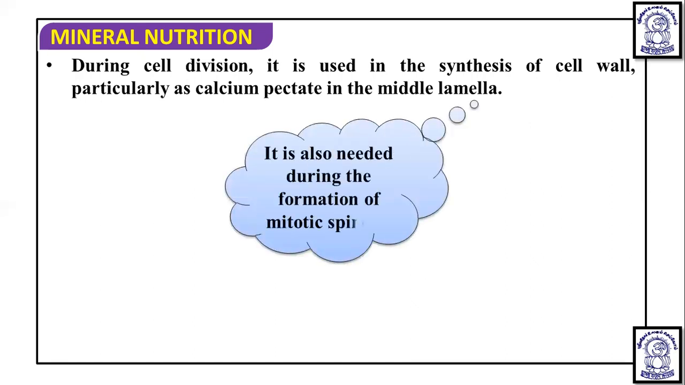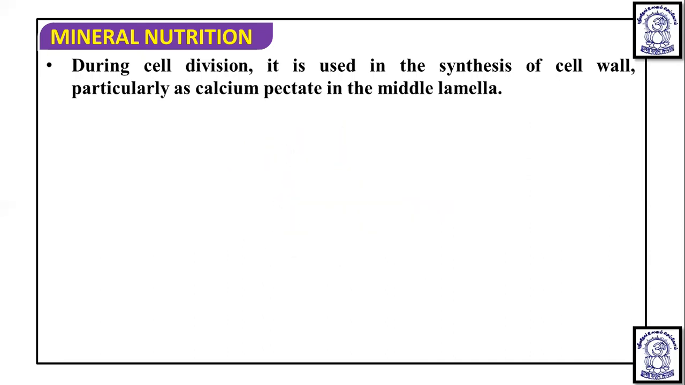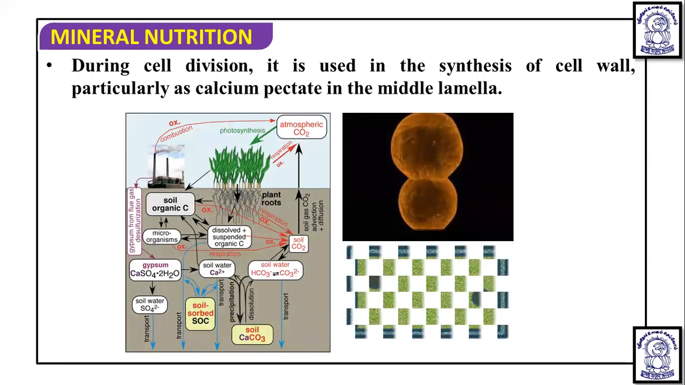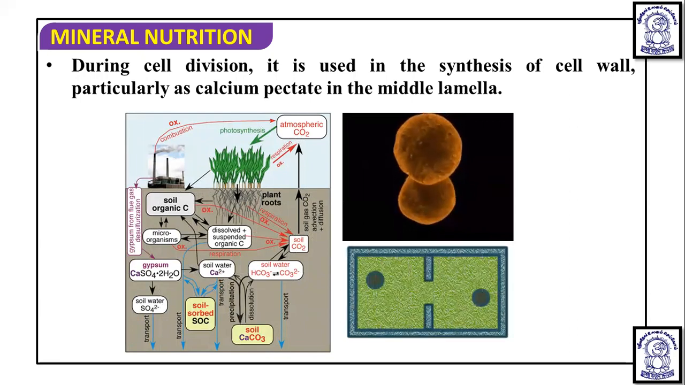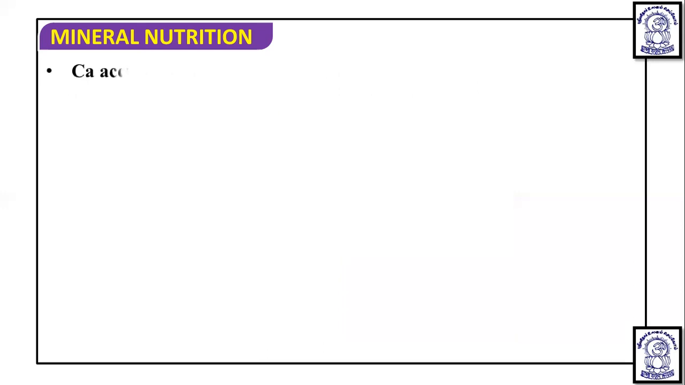It is also needed during the formation of the mitotic spindle. Mitotic spindles are required during division and for the chromosome movement towards the opposite poles. Okay. You can see here the division is occurring, and particularly during division it plays an important role.